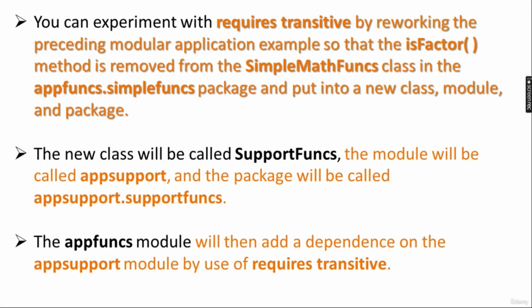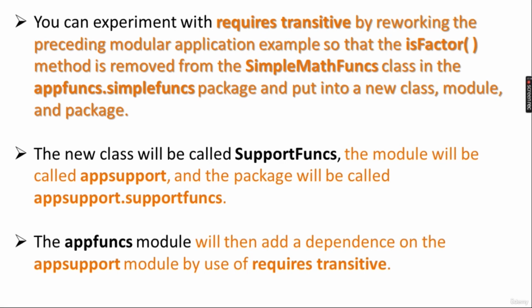A package is named as module name dot package name, like app support dot support functions, and in that we will have a class java file, support functions dot java. The app functions module will then add a dependence on the app support module by use of requires transitive.